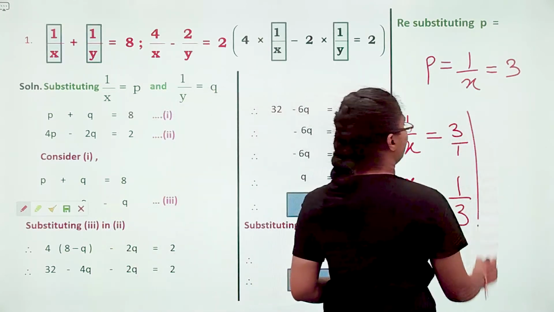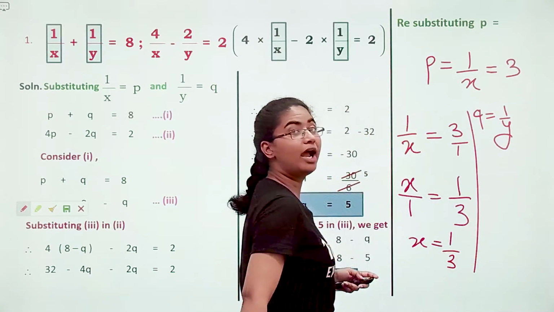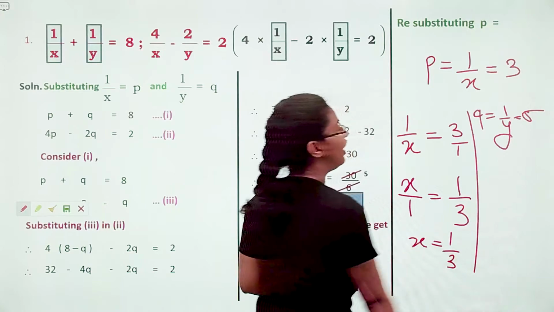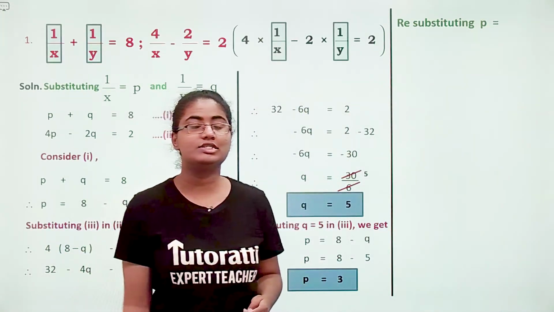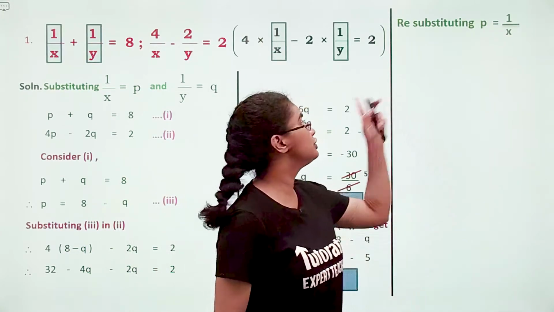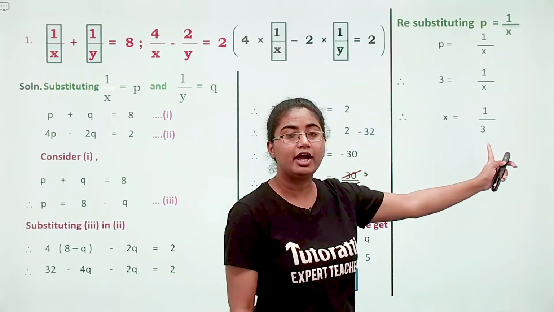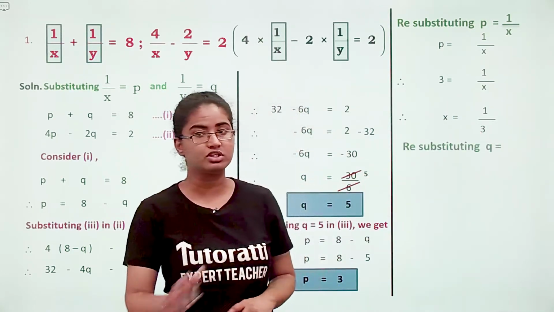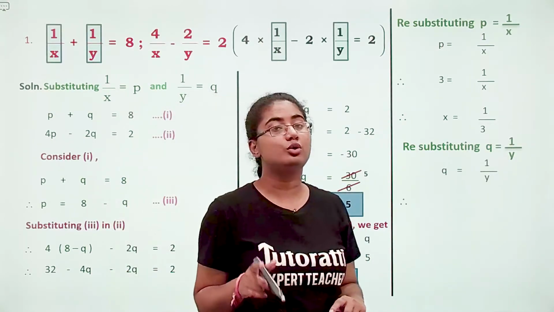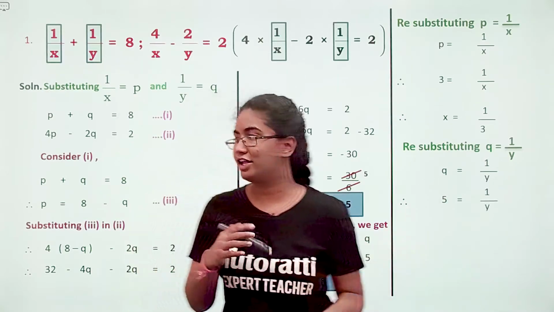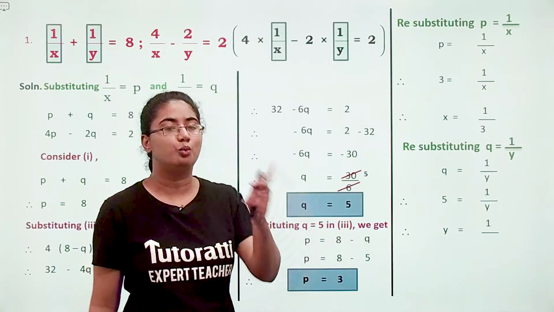Can you similarly solve for value of y? We know that q is equals to 1 upon y and q is also equals to 5. The value क्या आएगा? Let us see the value of x first. P is equals to 1 upon x and P is equals to 3. So x क्या आएगा? 1 upon 3. Similarly, q is equals to 1 upon y, but q is 5. We obtained that, right? So y will become 1 upon 5.